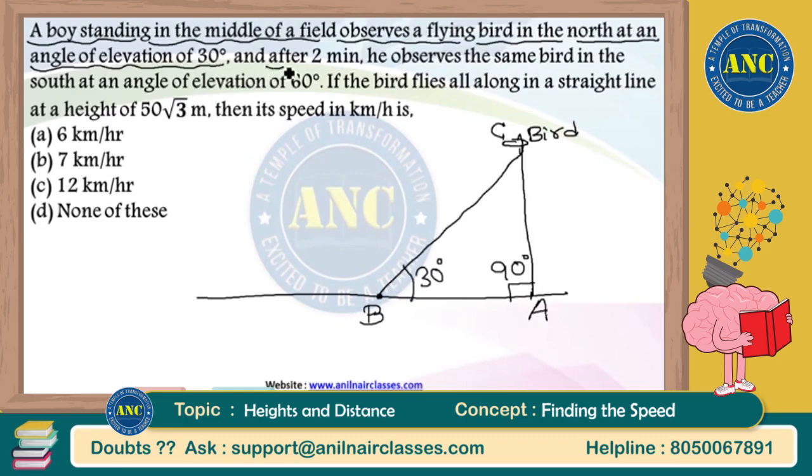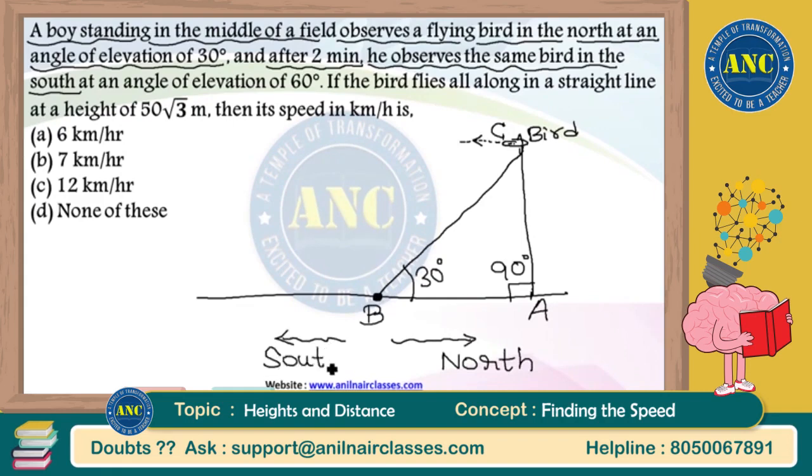Next, after 2 minutes, now the bird is at this point, right? It kept on moving like this. After 2 minutes, he observed the same bird in the south. Now, how are you saying that it is moving in this direction itself? Now, this is the position of the boy. For the boy, if the right side is the north direction, then definitely for the boy, the left side should be the south direction, because north and south are opposite to each other. I hope it is clear.